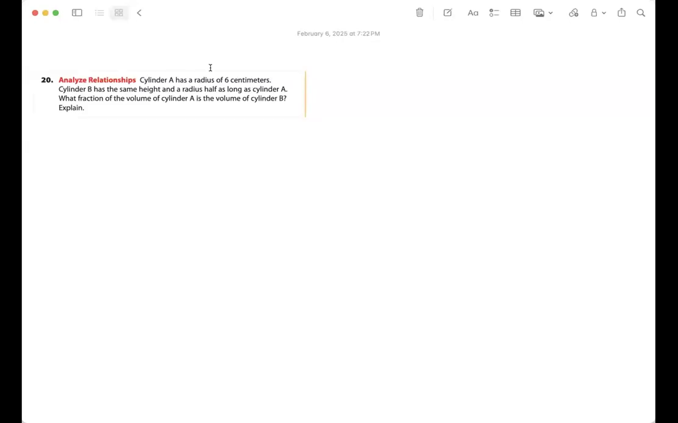See, the only difference between the two cylinders is the radius is halved in the second one. So I would really like to understand what will happen to cylinder B's volume when compared to cylinder A. They are asking the question in a different way. What fraction of the volume of cylinder A is the volume of cylinder B? Please read, think about it, draw both the cylinders, then you'll clearly get your answer.